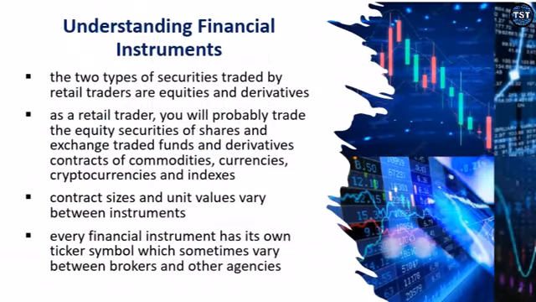In this overview, we've had an in-depth look at the variety of financial instruments available for retail traders. The two types of securities traded by retail traders are equities and derivatives. As a retail trader, you will probably trade the equity securities of shares in exchange-traded funds and derivative contracts of commodities, currencies, cryptocurrencies, and indexes through some form of margin account, such as contracts for difference, spread betting, or broker-supported leverage. Contract sizes and unit values vary between instruments, so check you have the appropriate contract before opening a trade. Every financial instrument has its own ticker symbol, which sometimes vary between brokers and other agencies.